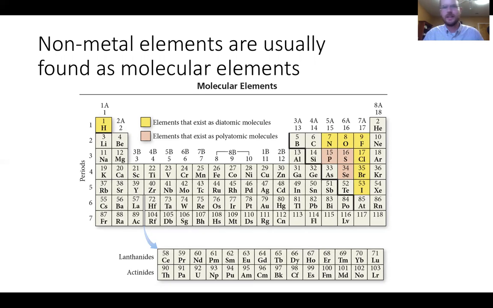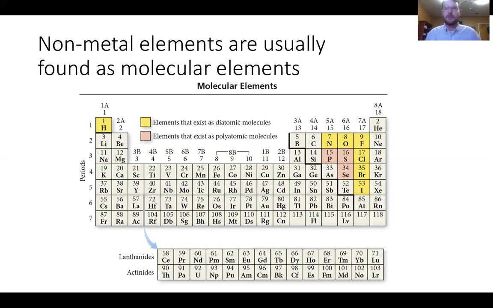The ones in the yellow are more important. Phosphorus, I believe, is P4 or P5. Sulfur is the same. But we don't really have to worry about those. I'm more worried about the gases, the things in yellow, than the things in that orange color.